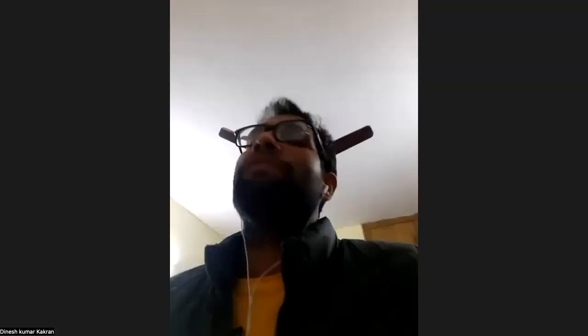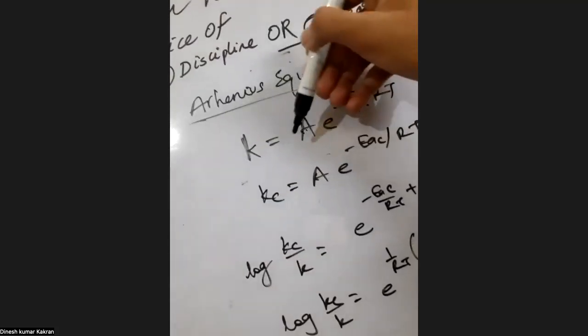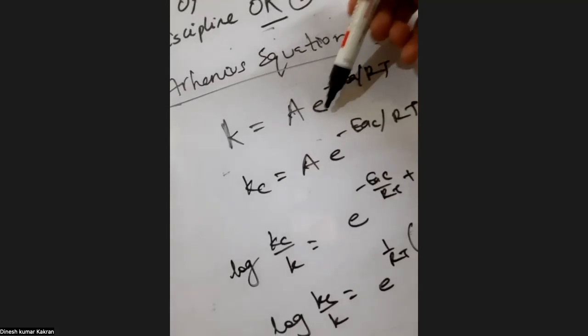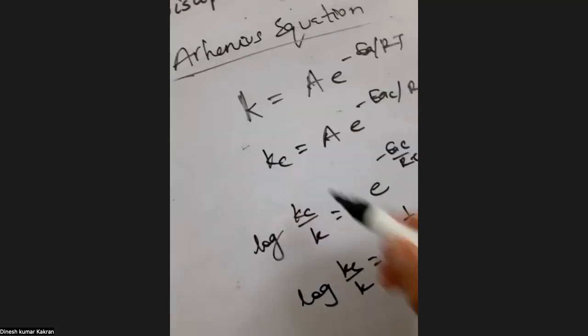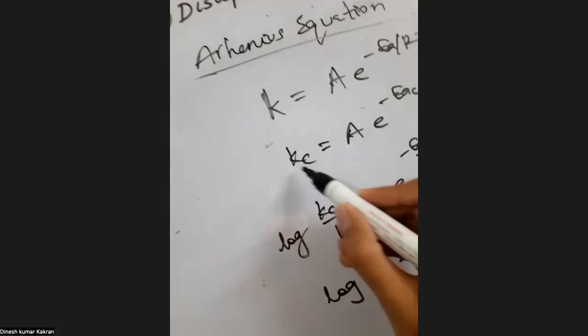So basically, a catalyst is a chemical entity which speeds up the reaction without participating in the reaction. So this is the basic definition of catalysis. For a chemical reaction, the rate constant k is equal to A e to the power minus Ea by RT. When you take the catalyst, kc is equal to A e to the power minus Eac by RT.